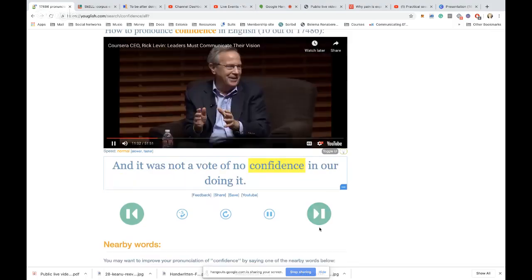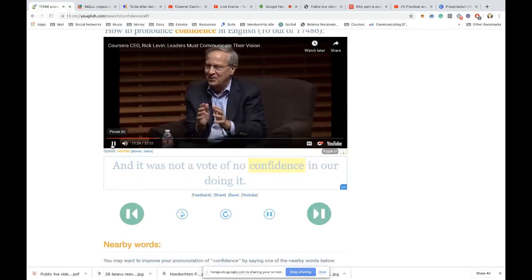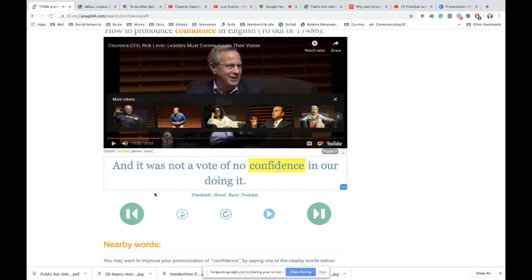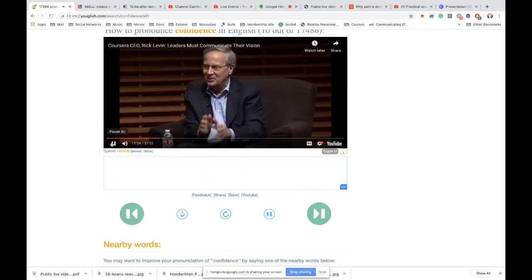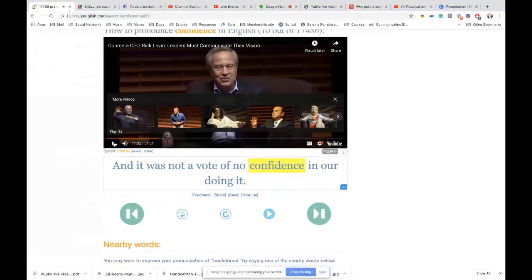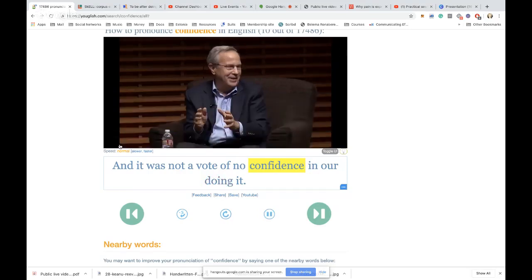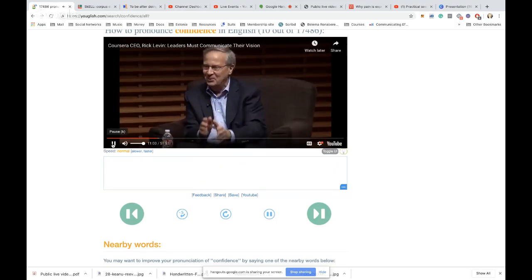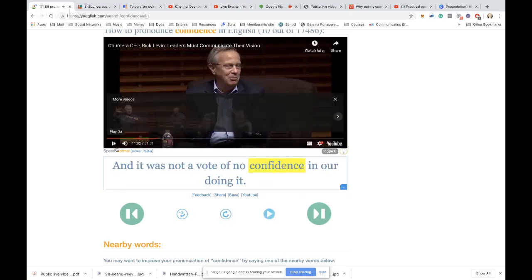Oh, that's an interesting one. Yet it was not a vote of no confidence in our doing it. Very interesting. Look at this. Would you have ever said it this way? It was not a vote of no confidence in our doing it. I bet if the subtitles were off right now, and if he said it again as quickly as he does: yet it was not a vote of no confidence in our doing it.